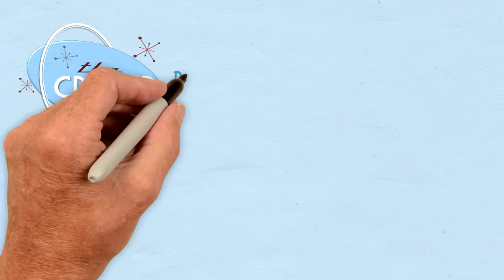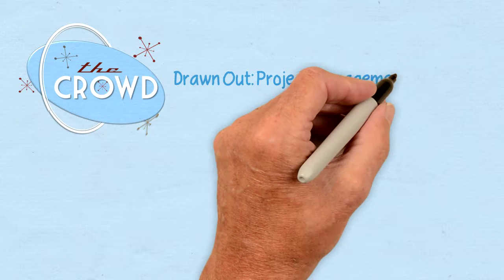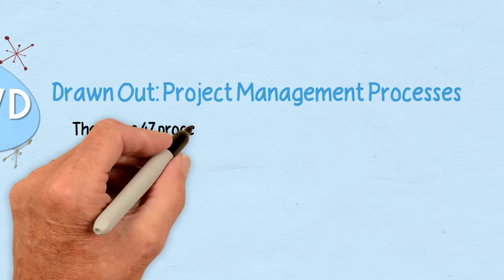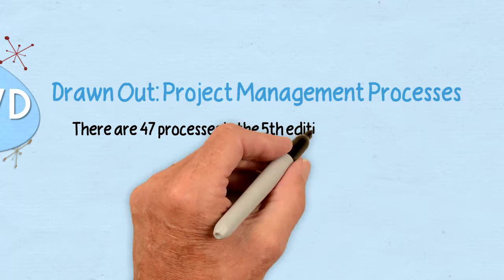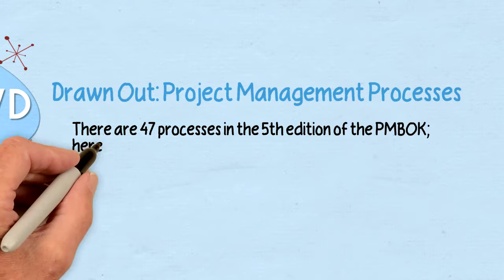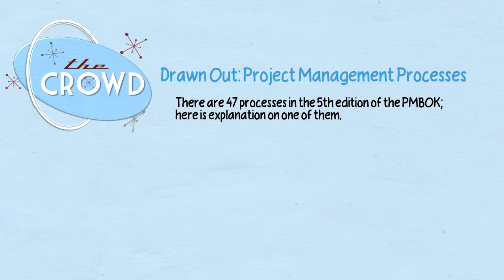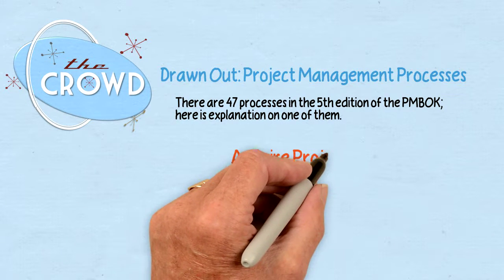The crowd. Drawn-out project management processes. There are 47 processes in the 5th edition of the PMBoK. Here is an explanation on one of them. Acquire project team.